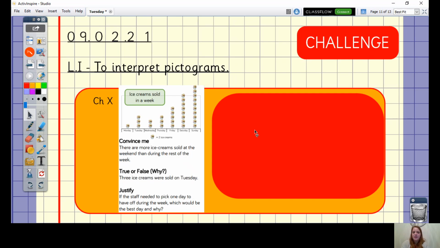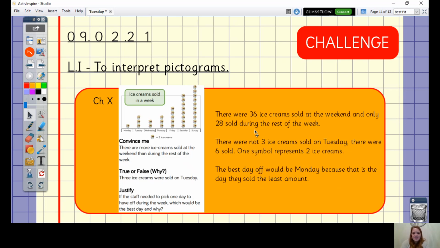Okay, so let's have a look first of all at the convince me. So there were 36 ice creams sold at the weekend and only 28 sold during the rest of the week. So that's convincing me that there certainly were more ice cream sold at the weekend than during the rest of the week.